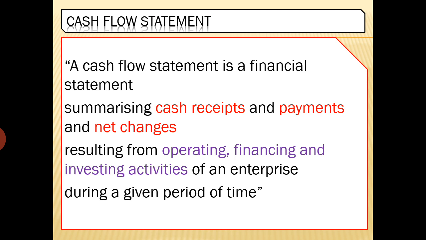It shows three types of cash inflows and outflows. That is, cash flow from operating activities. Second, cash flow from financing activities. Cash flow from investing activities during a given period of time. Okay, this is the definition for cash flow statement. A cash flow statement is a financial statement summarizing cash receipts, payments and net changes resulting from operating, financing and investing activities of an enterprise during a given period of time.